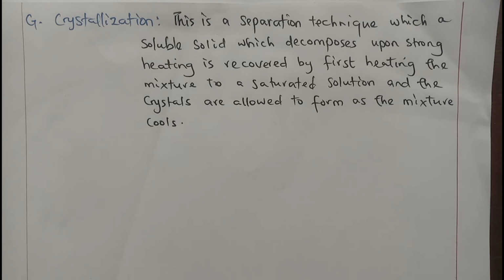Crystallization is a separation technique by which a soluble solid which decomposes upon heating or upon strong heating is recovered by first heating the mixture to a saturated solution, and the crystals are allowed to form as the mixture cools. See what happens here. There are some compounds or salts that when you heat them, they will decompose. What we mean by decompose is something like splitting into different substances.